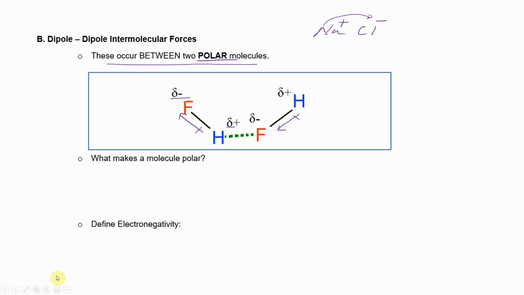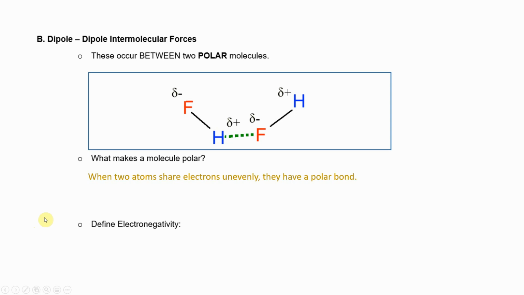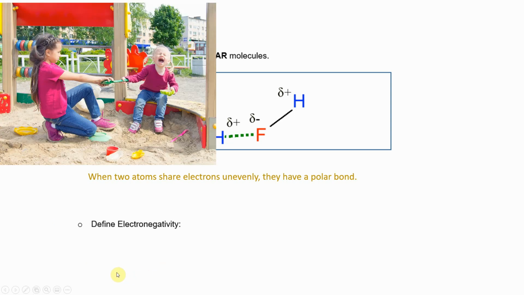So what makes a bond polar? Well, let me get rid of my pen and ink here. What makes a bond polar is when two atoms share electrons unevenly. That means they have a polar bond if that's true. The way I like to think of it is, when my girls were really little, sometimes we would buy them a Christmas present that was to be shared between the two of them, and that sharing was very, very uneven, right?